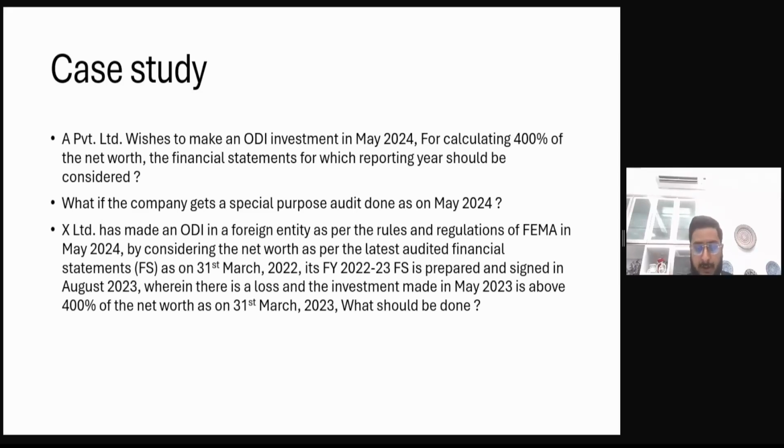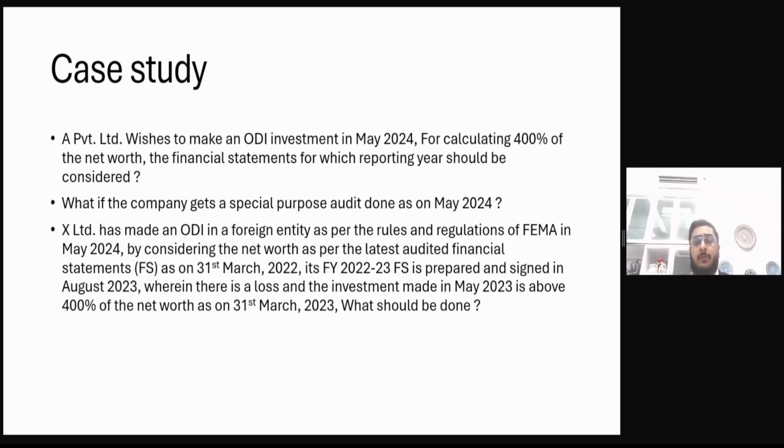Once you are in October, the due date for preparing a balance sheet has passed. So if you're doing the ODI in the month of October 2024, you have to take your net worth from your March 24 balance sheet, and it cannot be from March 23, because now the due date for the preparation of the balance sheet has passed and the March 24 balance sheet should be available. The calculation of the 400% for the ODI should be done from the March 24 financials.